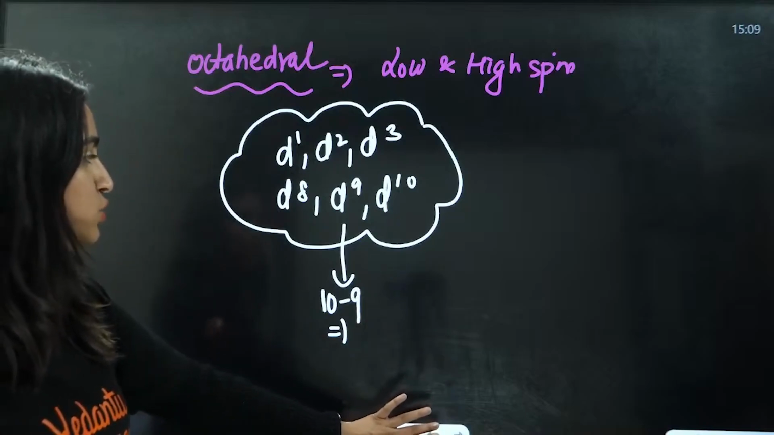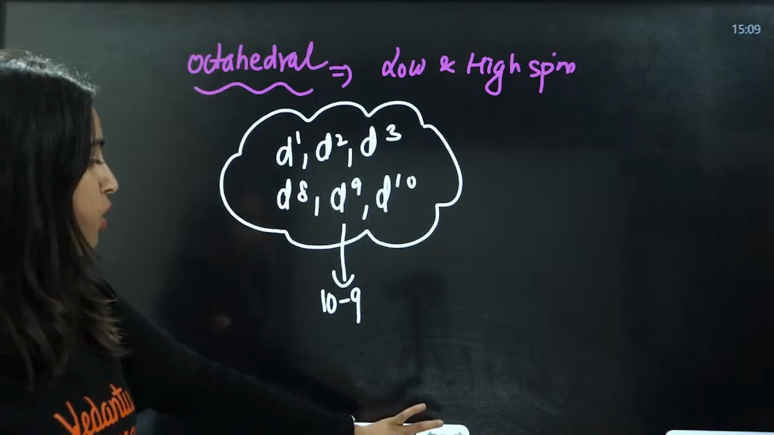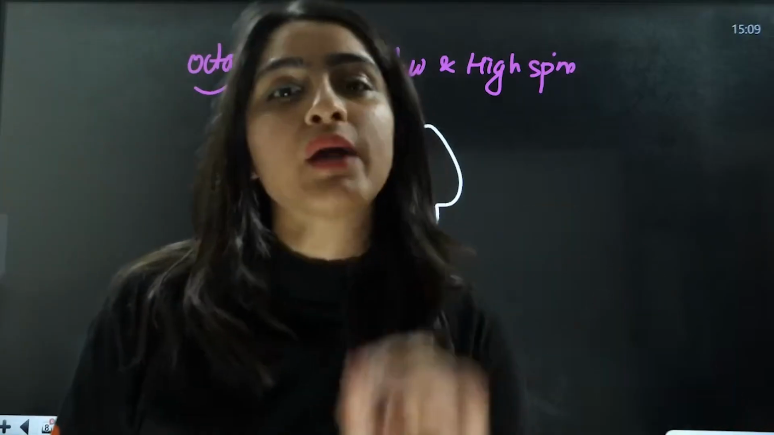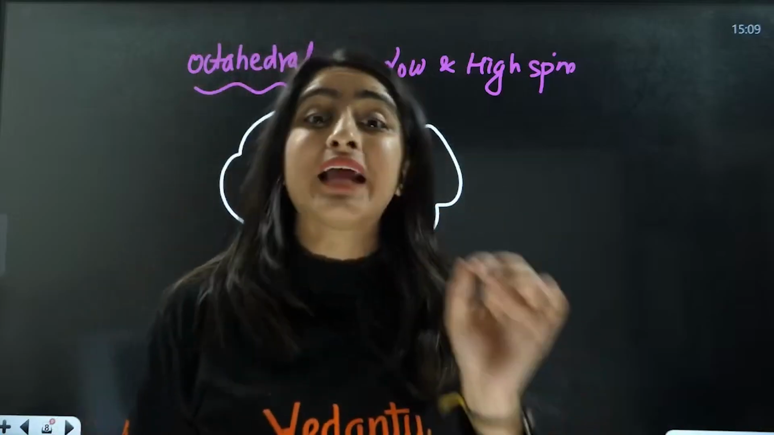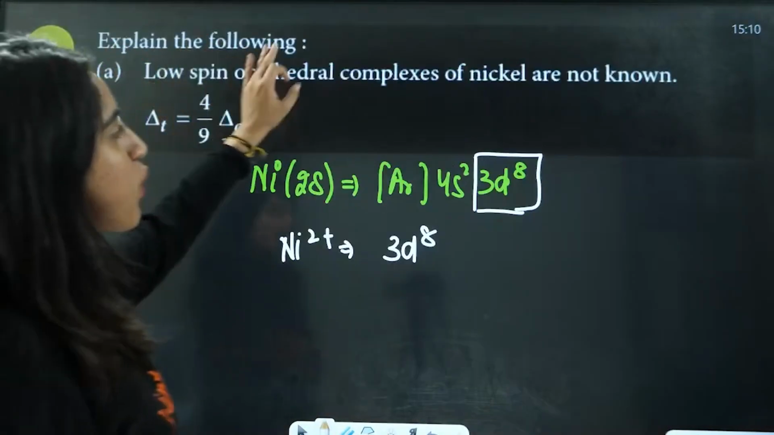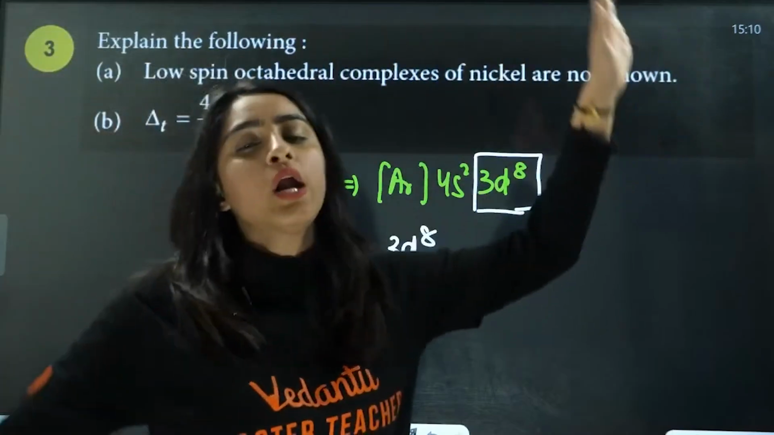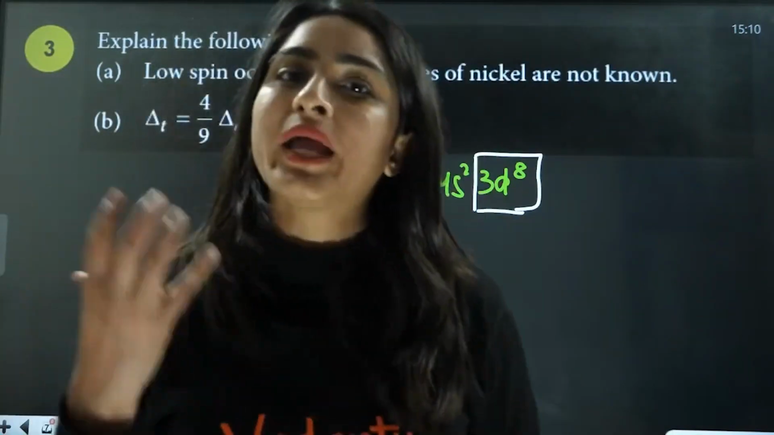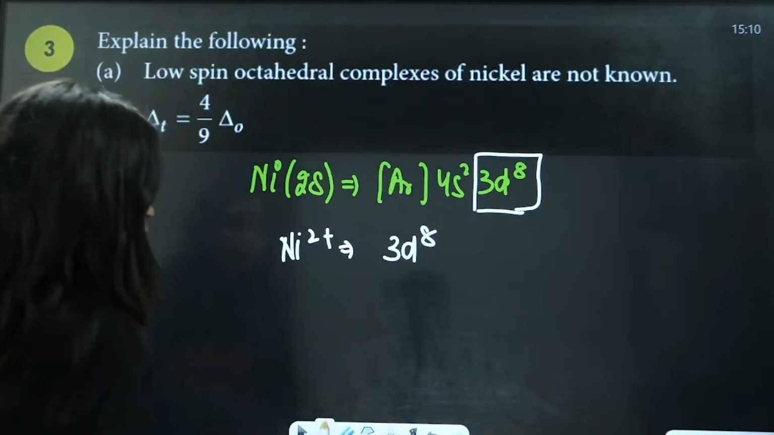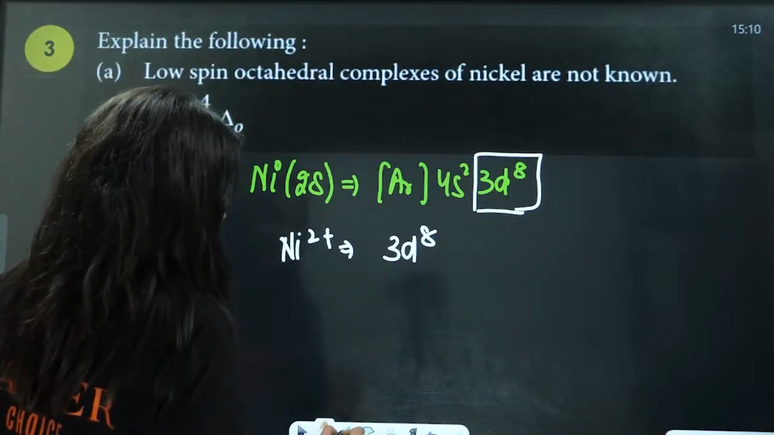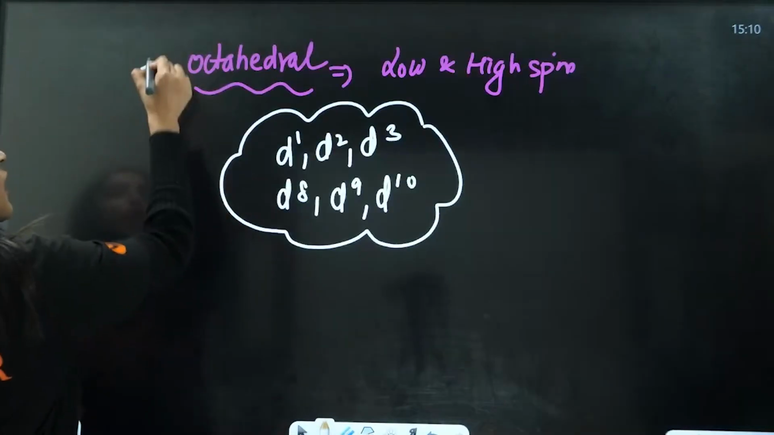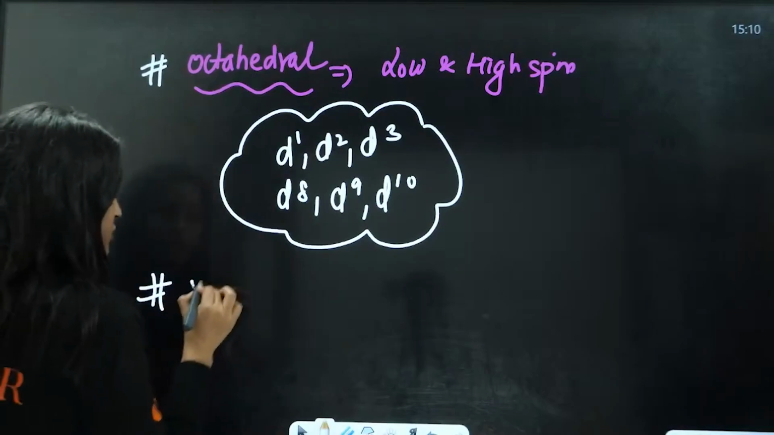Okay guys, understood this? Always they are going to have the same number of unpaired electrons, even in high spin and even in low spin complexes. This is what they are talking about, that low spin octahedral complexes are not known, meaning nickel is going to behave as this only, right? One more thing here. This is the octahedral complex, right?